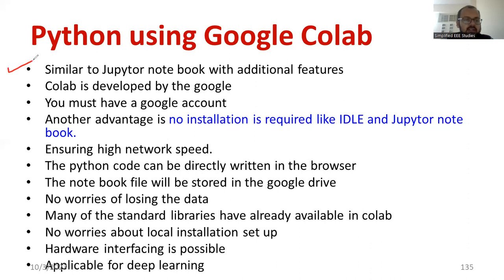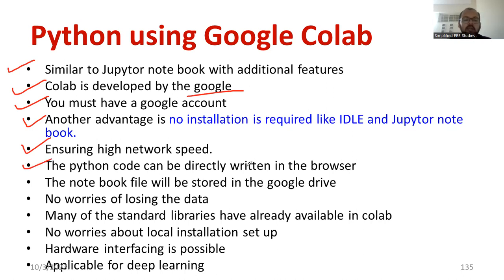You know that it is similar to Jupyter Notebook. Colab is developed by Google, so you must have a Google account to operate Colab. One advantage is no need for independent installation, unlike Jupyter Notebook. You can use it online. That is the advantage, ensuring high network speed. You will be getting the output very soon.